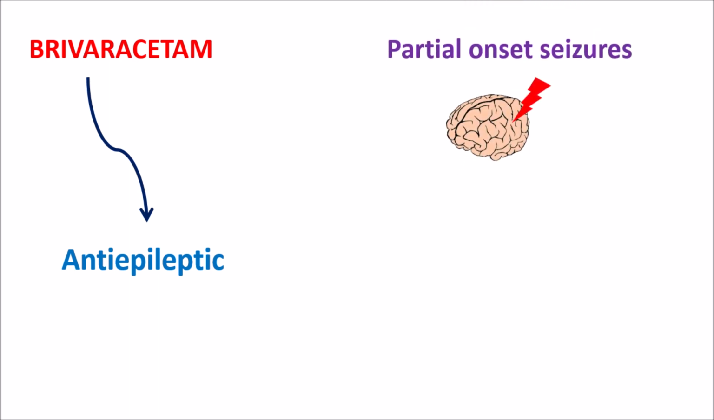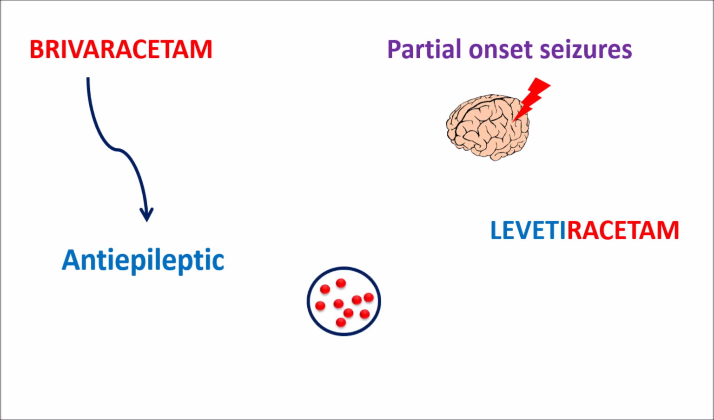We have another drug with a similar suffix, levetiracetam. Both of these drugs belong to the same category and they are antiepileptic agents. But there is a small difference between brivaracetam and levetiracetam. Brivaracetam is one of the newer agents compared with levetiracetam. Both of these drugs target synaptic vesicles of glutamate within the CNS.